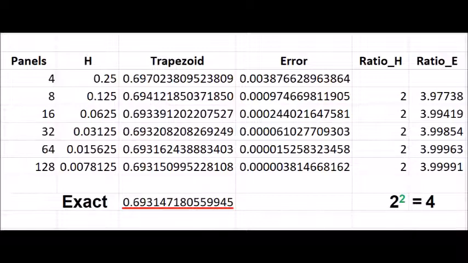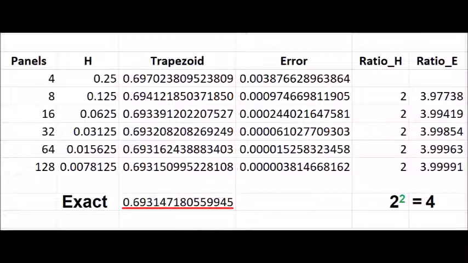The 4th column is the absolute error. It is computed by subtracting the red number from each row in the 3rd column. Notice the error gets smaller as we increase the number of panels, from 4 to 128.